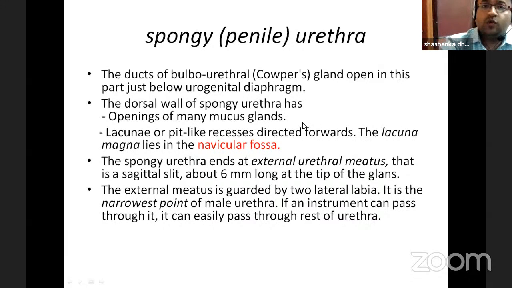The dorsal wall of spongy urethra has openings of many mucous glands, lacunae or pit-like recesses directed forwards. The lacuna magna lies in the navicular fossa. The spongy urethra ends at the external urethral meatus, that is a sagittal slit. It's a midline sagittal slit, about 6 millimeters long at the tip of the glans. The external meatus is guarded by two lateral labia. It is the narrowest point of the male urethra. If an instrument can pass through it, it can easily pass through the rest of the urethra.